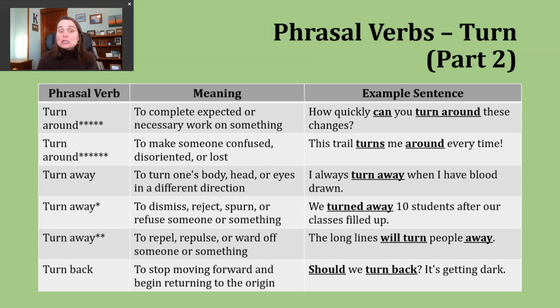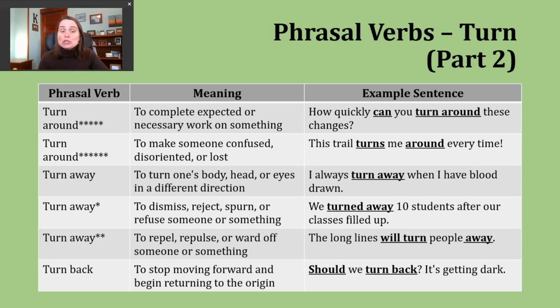A second way to use turn away might mean to dismiss, reject, spurn, or refuse someone or something. An example of this might be, we turned away 10 students after our classes filled up. There's an example of simple past tense, and essentially what it's saying is we did not allow those students to enroll in the class. We had to reject or refuse them for this particular class.